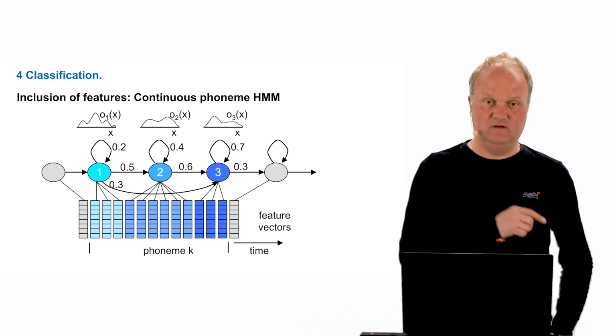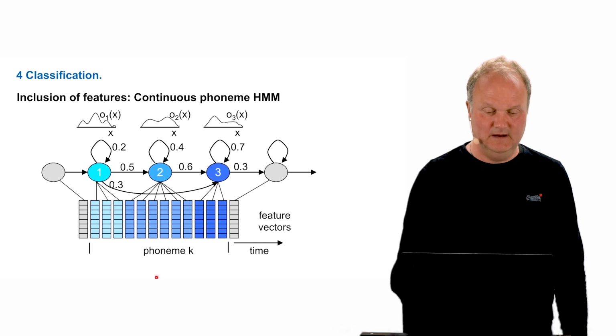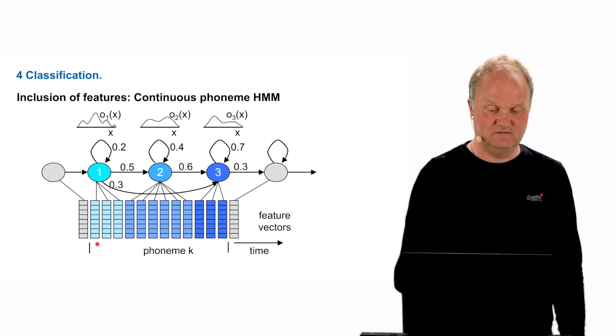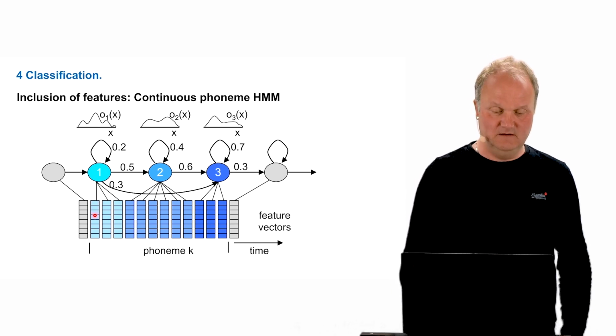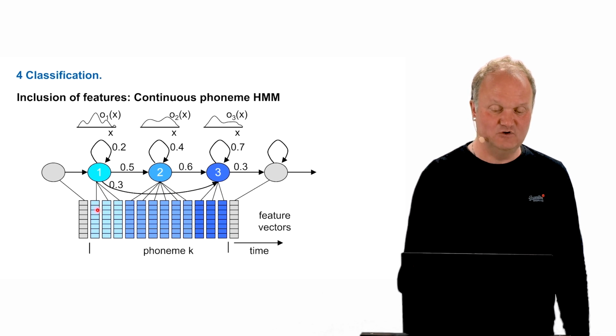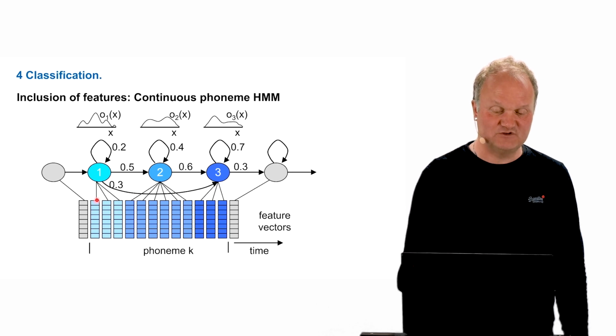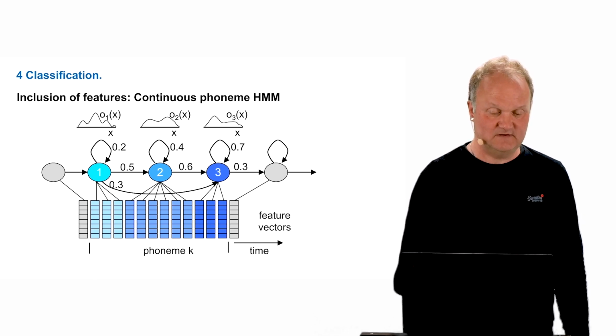Now, in contrast to the discrete hidden Markov model, these states, of course, have transition probabilities, but they emit not symbols, but continuous feature vectors. So there is a certain emission probability that this state generates a certain feature vector, which consists of a number of certain values, and for each of the values you have usually a Gaussian distribution function. So this is a multivariate Gaussian emission probability for this state emitting a certain feature vector.